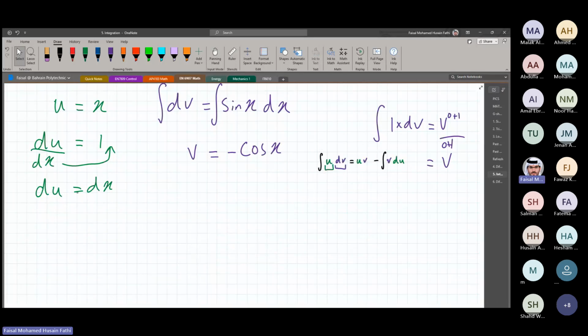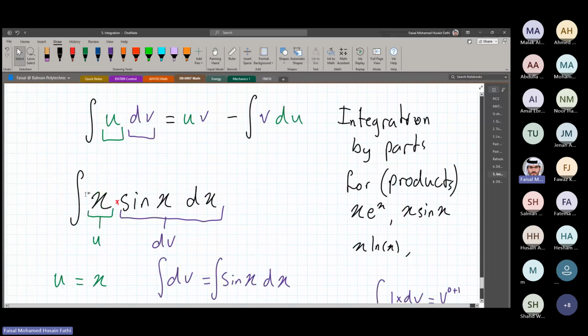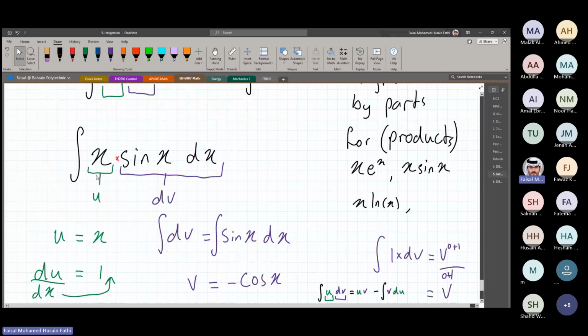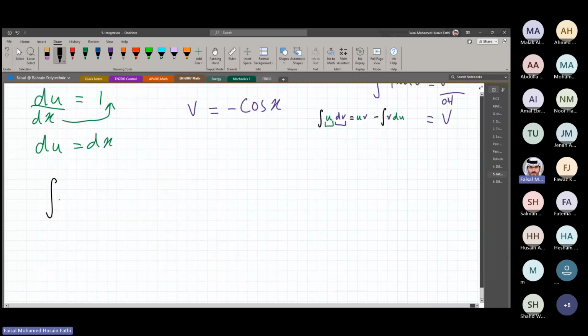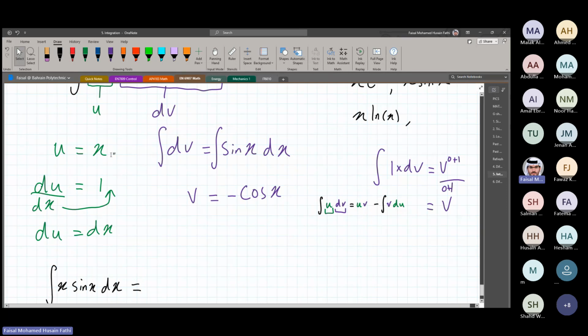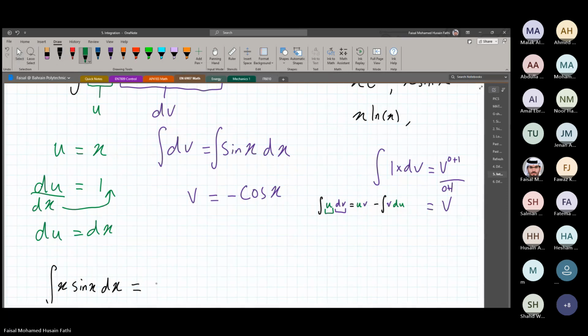Okay. So if we want to plug it back in, the integration of u dv, which is basically our x sine x dx, this is u dv. So the integration of x sine x dx is equal to uv. What's uv? U is x. What is v? Minus cosine x.